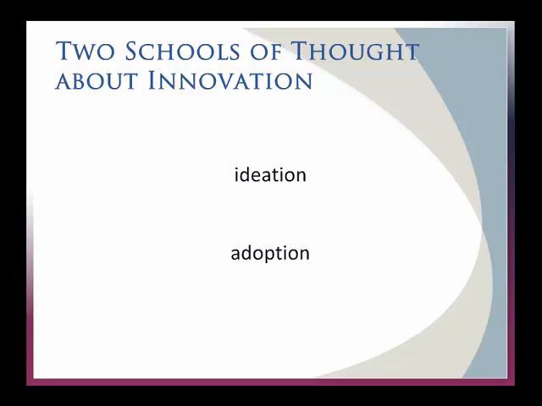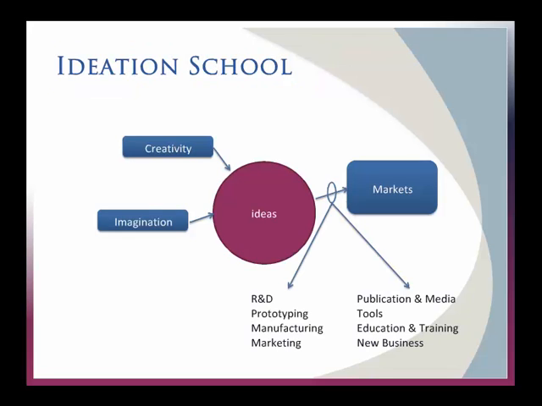He starts by talking about the 2 schools of thought about innovation. One is called ideation and the other is called adoption. In ideation, it's about the idea. The idea is the central part. Creativity and imagination drive the ideas, which then make their way into the markets. Along the way, we have to deal with things like research and development, prototyping, manufacturing, marketing, publications and media, tools, education and training, and new businesses. It's sort of like this black box. The important part is the idea, and good ideas will find their way into the marketplace.